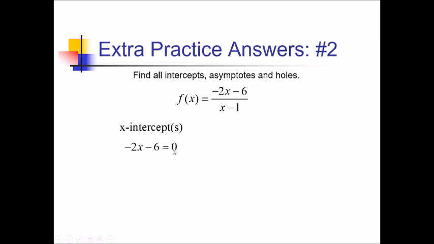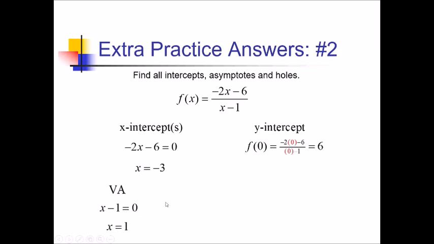Then if I add 6 and divide by 2, 6 over negative 2 is going to give me negative 3 for my x-intercept. For the y-intercept, I have to plug 0 into f of x and see what comes out of there. Substituting 0 for all the x values in that function, all that's left when I zero things out is negative 6 over negative 1, which I can reduce to just positive 6. For vertical asymptotes, I'm trying to zero out the denominator of x minus 1. If I set that equal to 0 and solve it, I get x equals 1 for a vertical asymptote.